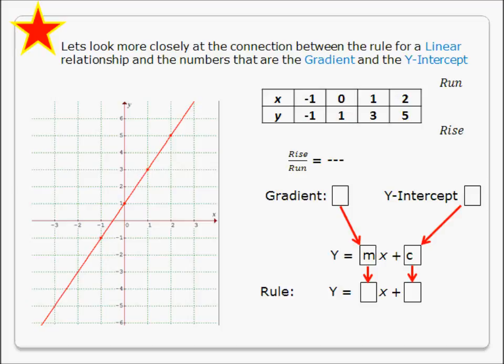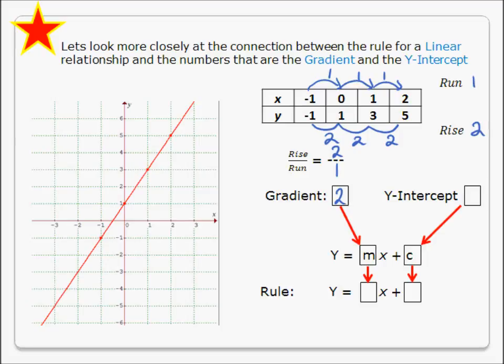Looking at the table, we can see that the x coordinates are going across by 1. So that is our run of 1. We look at our y coordinates and they are rising by 2. So as we go across from one coordinate to the next, they are changing by positive 2, and that is our rise. So when I do my rise over the run, I have 2 over 1, and that's my gradient. 2 over 1 simplified to 2.